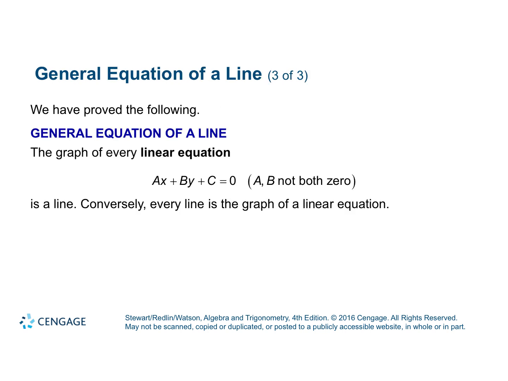So, the general equation of a line. We have proved the following. The graph of every linear equation ax plus by plus c equals 0, where a and b are both non-zero numbers, is a line. Conversely, every line is the graph of a linear equation. This is what's called standard form.